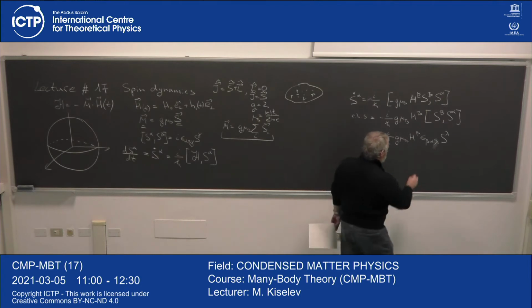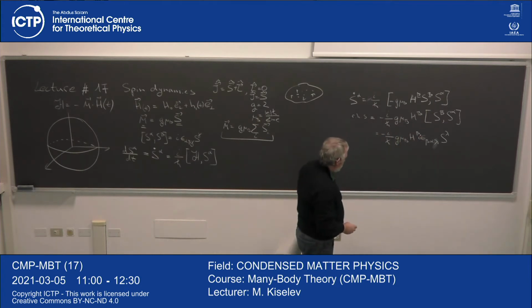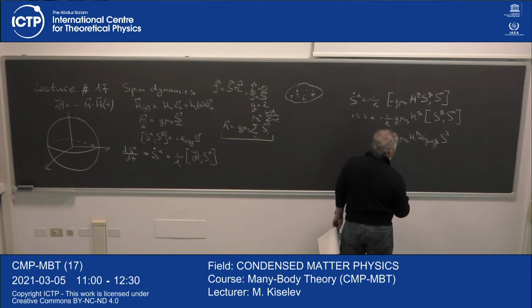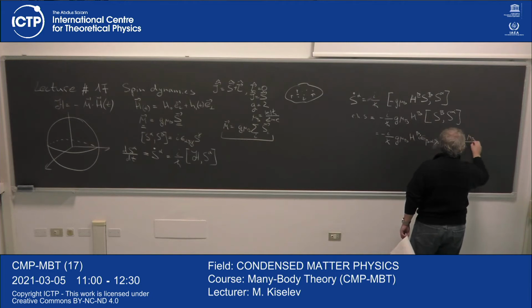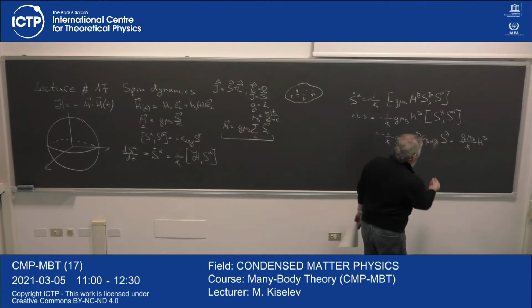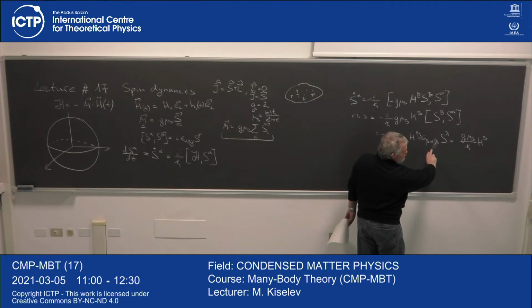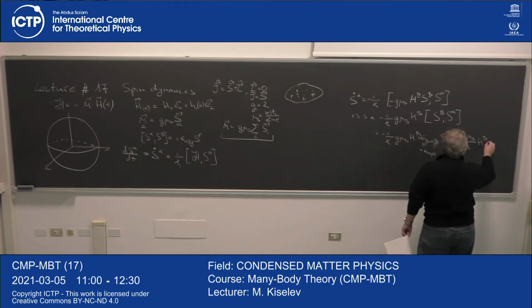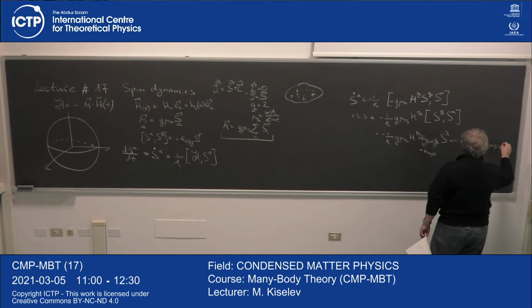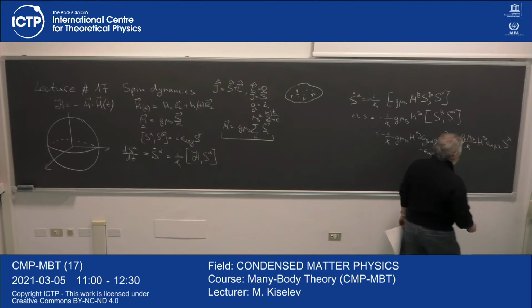Okay, and there is some way to i to minus i gives me 1. So this is g mu bar divided by h bar, h beta, and now I will flip these two indexes. But flipping two indexes means my Levi-Civita tensor epsilon beta alpha lambda is equal to minus epsilon alpha beta lambda. So this is minus epsilon alpha beta lambda s lambda.